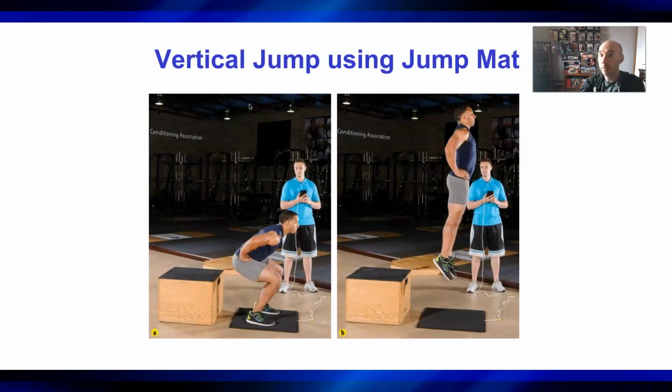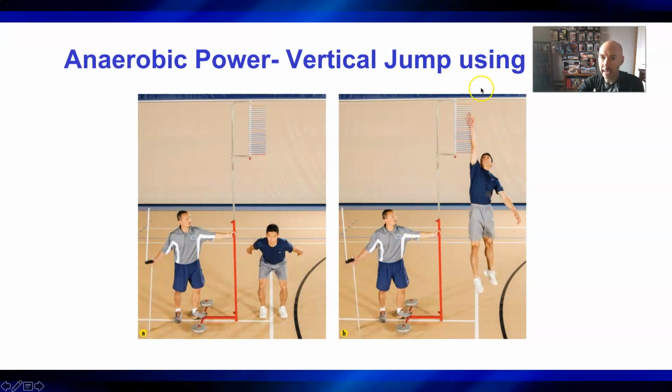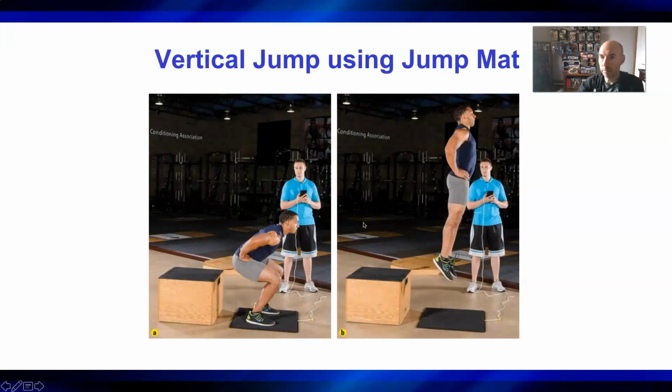Or if you had even more money, you could get a jump mat, which electronically measures vertical jump, where this is more of an analog. You have to count how many each of these little planks corresponds to an inch, and you would count how many inches they jumped, where this one automatically measures it for you.